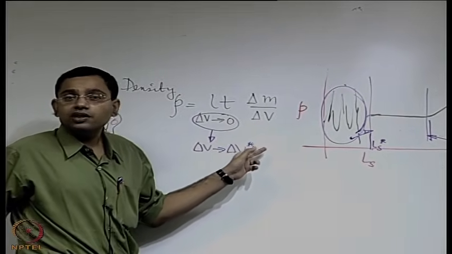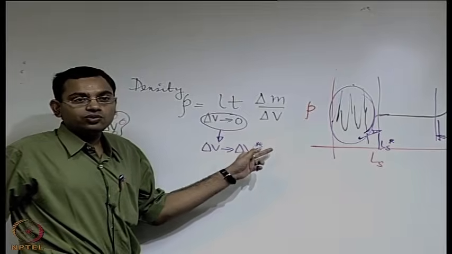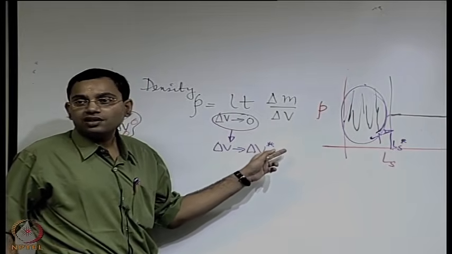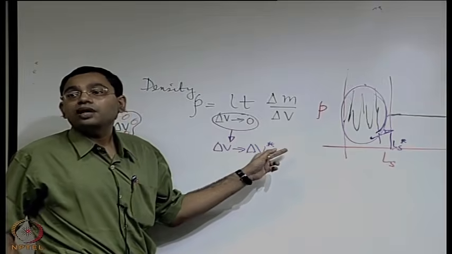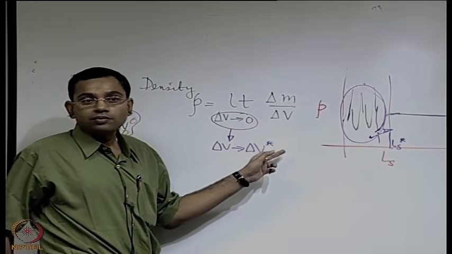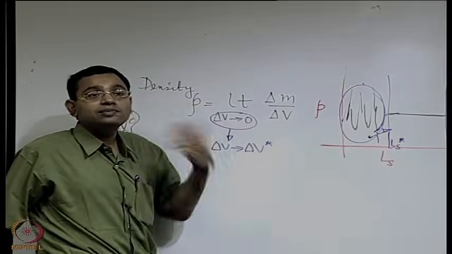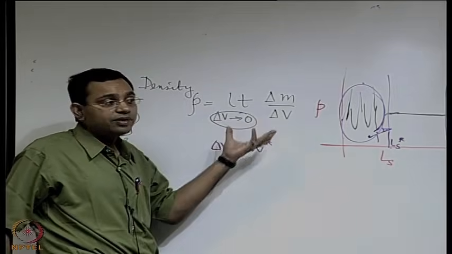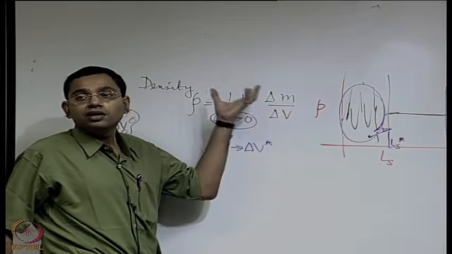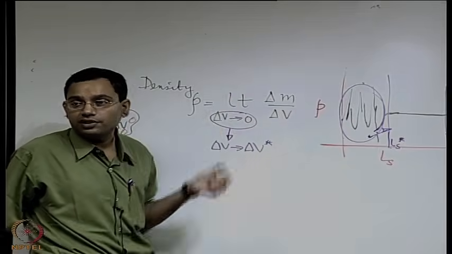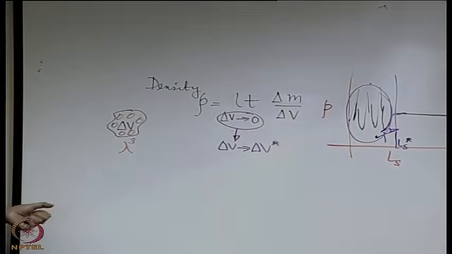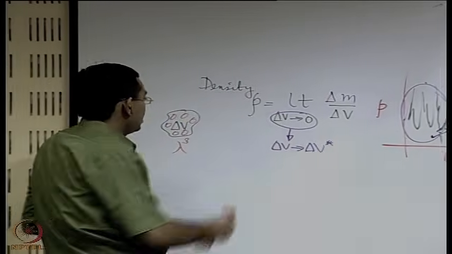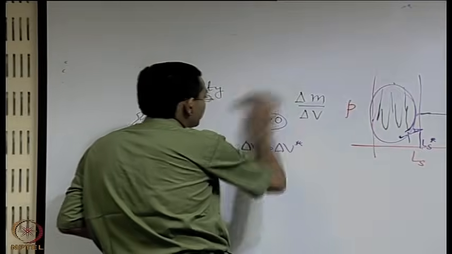So it is not tending to 0, but tending to a limitingly small volume delta V star over which still the continuum hypothesis works. Below this limit the continuum hypothesis might not work, and therefore this definition will not work, because this definition is on the basis of a continuum description of fluid properties like density. So we have talked about density, we have talked about pressure. Next let us talk about bulk modulus.